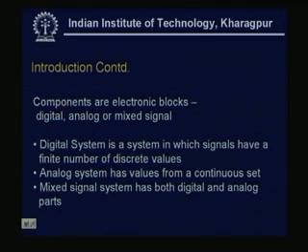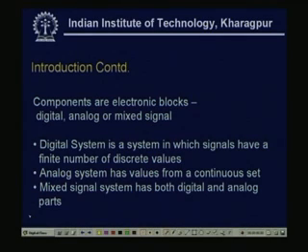Now, these components or related parts of a system can be digital, analog or mixed signal. Now, what do we mean by digital, analog or mixed signal components? First, a digital system is a system in which signals have a finite number of discrete values, whereas an analog system has values from a continuous set. First we elaborate these two things, because the digital system is the main concern of our class. So, we understand what we mean by a digital system.